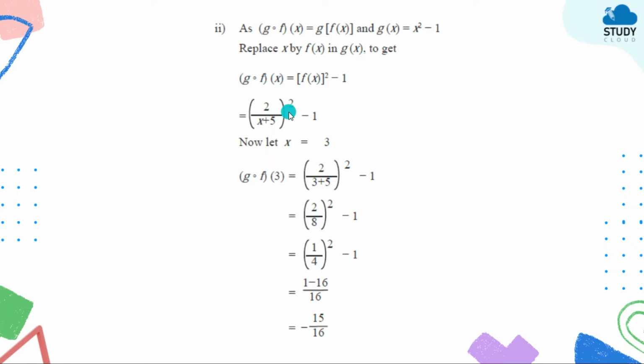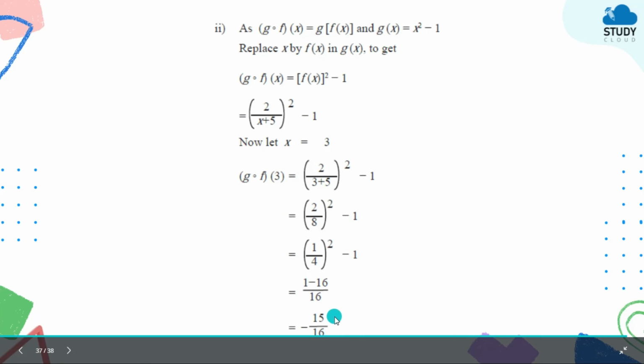This is the function. Now you have to find the value when x is equal to 3, that is (g o f)(3). Now you have the ready formula. In this formula, wherever you have x, put 3. Simple. 2 upon, here you have x plus 5, so 3 plus 5. Other things you copy as it is: the whole square minus 1. 3 plus 5 is 8, so 2 upon 8, the whole square, minus 1. When you cancel this, it reduces to 1 upon 4, the whole square, minus 1. Square of 1 is 1, square of 4 is 16. When you take the LCM, you will get minus 15 upon 16.